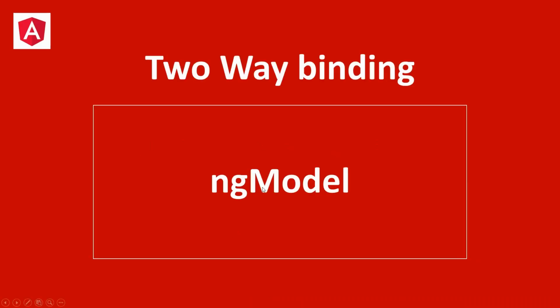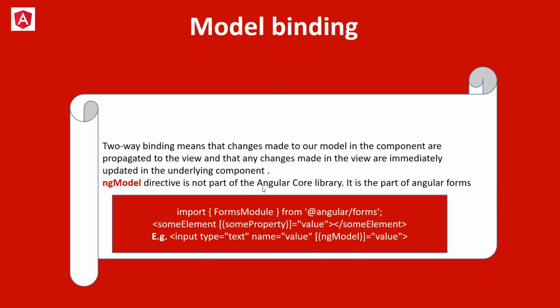So now moving forward, we have two-way binding, in which two-way binding means changes made to our model in the component are propagated to the view as well as to the component. Both the properties are in sync. How can we achieve this? We can achieve this by using ngModel. So basically two-way binding helps us keep track of the properties that we want to track as soon as the user changes the value of it.